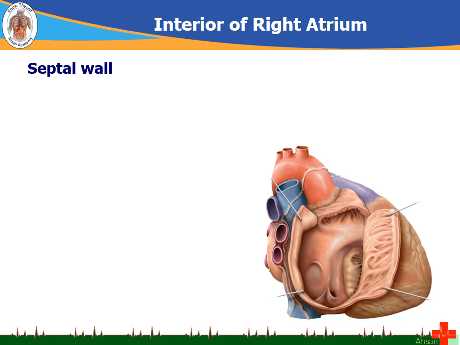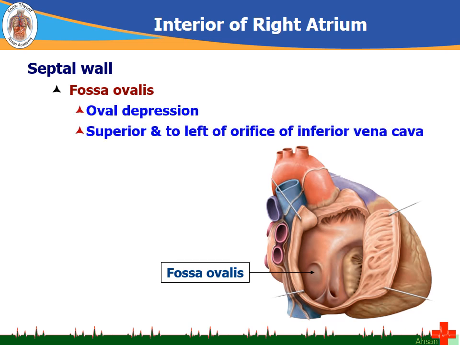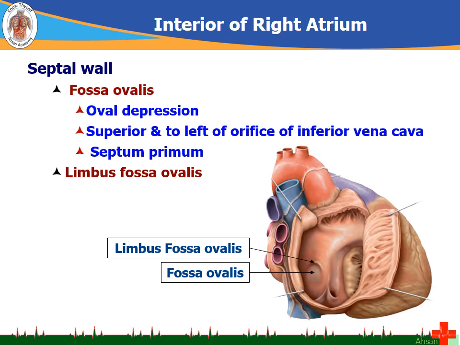The septal wall has some features that carry an embryological background. There is a depressed area, oval in shape, superior and to the left of the inferior vena cava opening. This is developed from the septum primum, and this area is thin. Its superior border has thickening, and this prominent margin is called the limbus fossa ovalis.